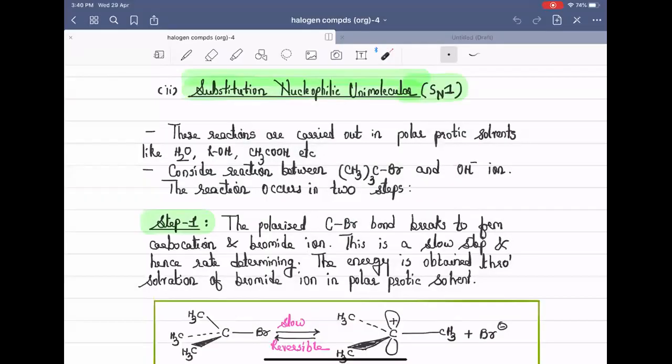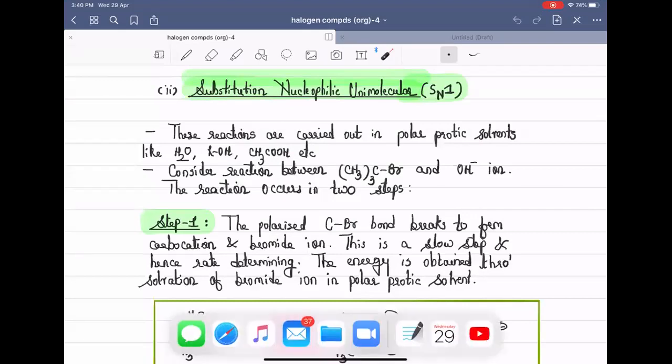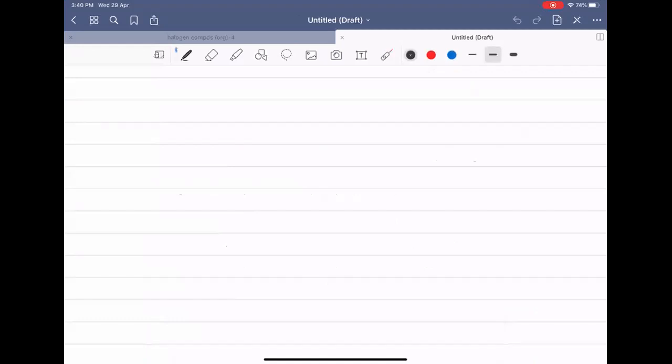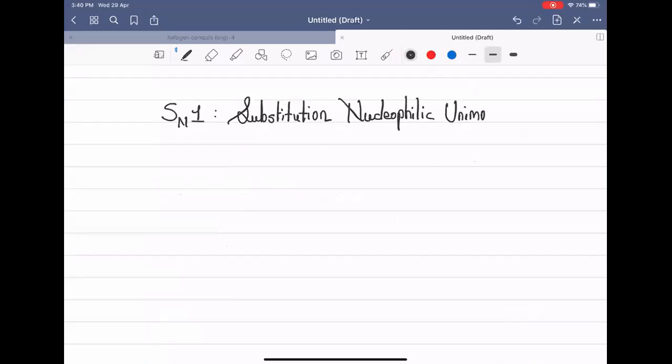All right. So now we're doing SN1 type of reactions, and let us find out what this SN1 type of reactions are all about. SN1, which are also called substitution, nucleophilic, unimolecular.